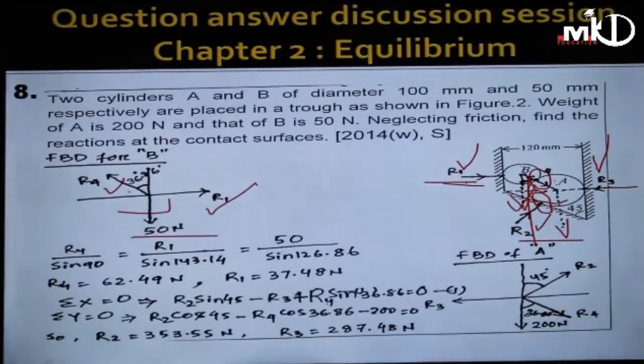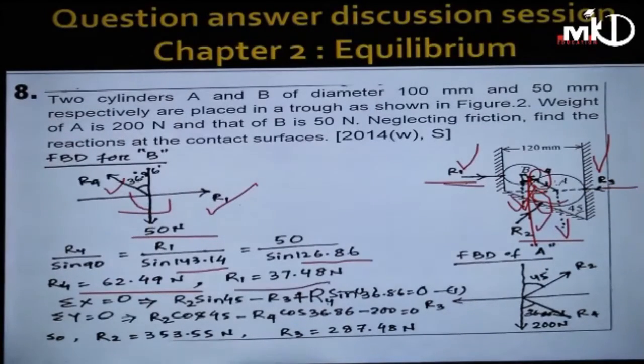36.8. So now this angle is 180 minus 36.8, that is 143.14. So R4 by sin 90 equal to R1 by sin 143.14 equal to 50 by sin 126.86, the remaining angle. So now we get R4 equal to 60.249 and R1 equal to 37.48. Now come to roller A.